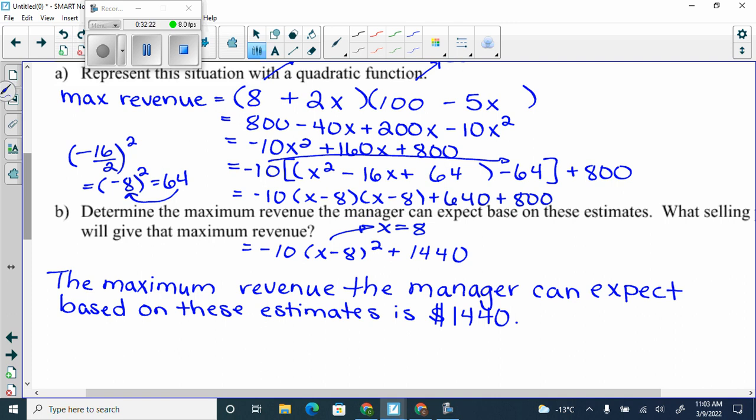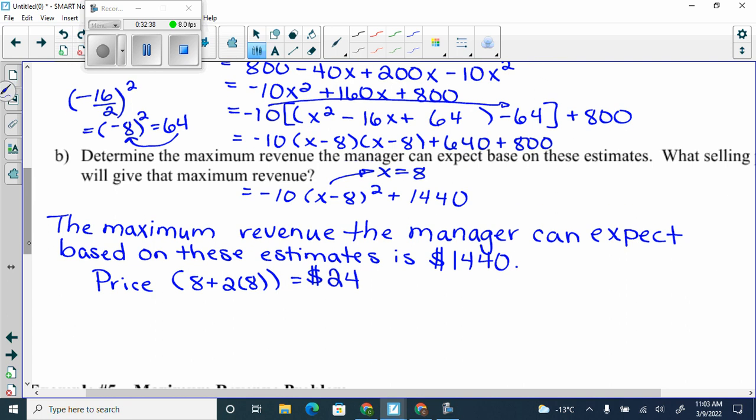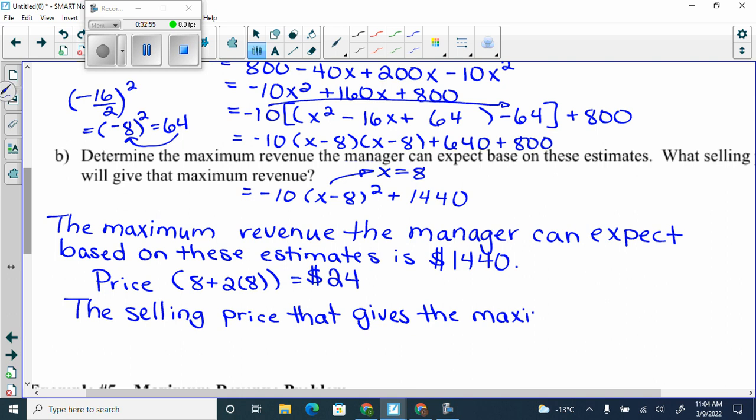So the price is 8 plus 2 times 8, which is actually $24. We agree? So what are we going to write? What selling price gives the maximum revenue? The selling price that gives the maximum revenue is $24.